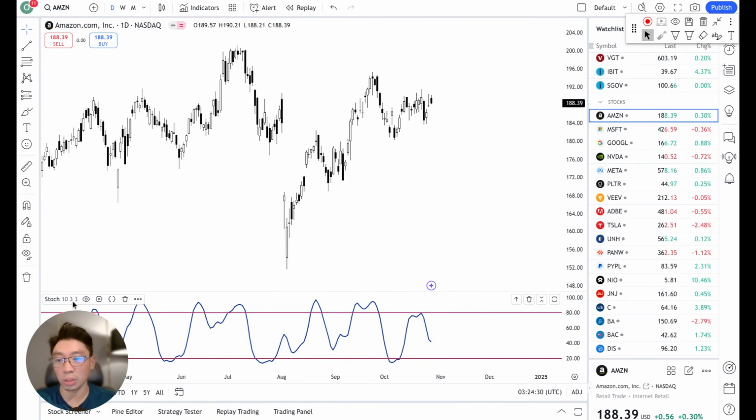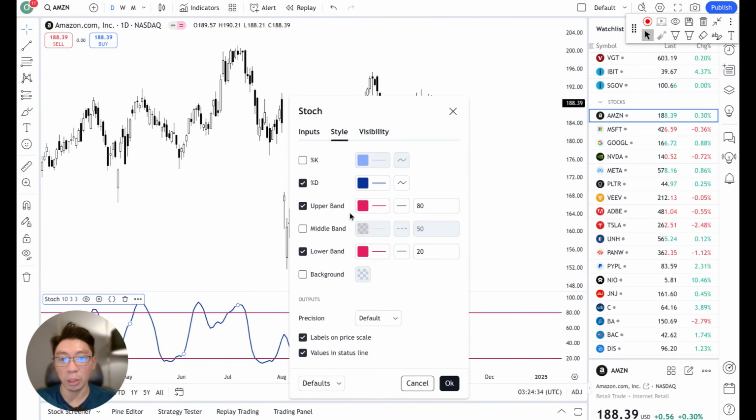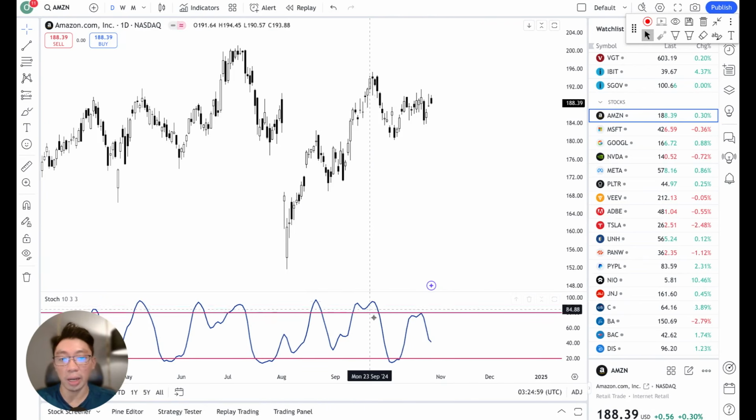So let me show you which is the line that I actually removed. If you go to style, you notice that for the percentage K, I have it unchecked, right? I only need this percentage D. So just remember, D for Davis, right? My name, Davis, just have that on at all times, yeah? The others, just leave it as default. We don't need the middle band as well. And for the colors, you can just change the colors to whatever you want and leave it at 80 and 20, yeah? Once all this is done, just click OK and you have the stochastic.